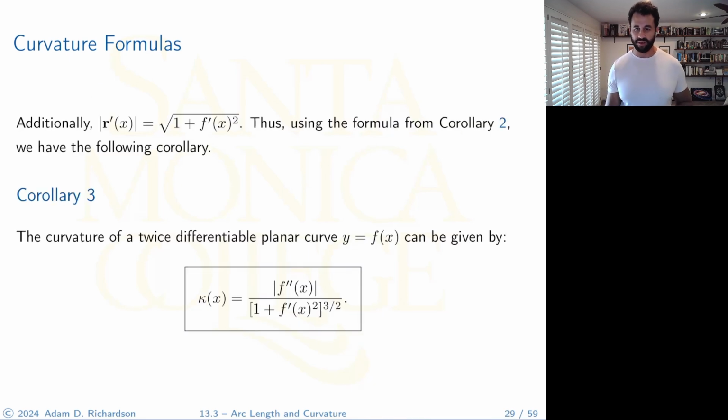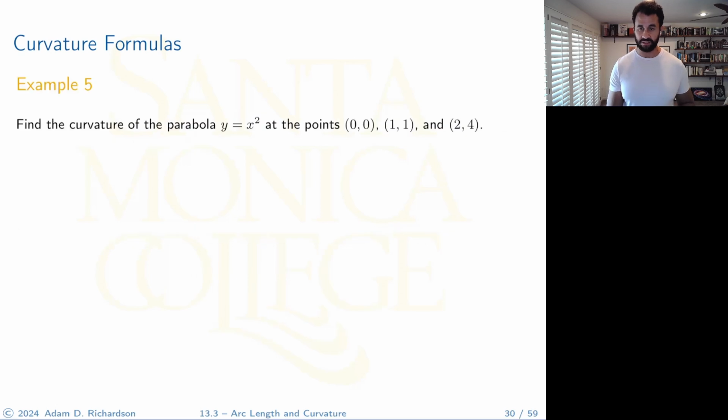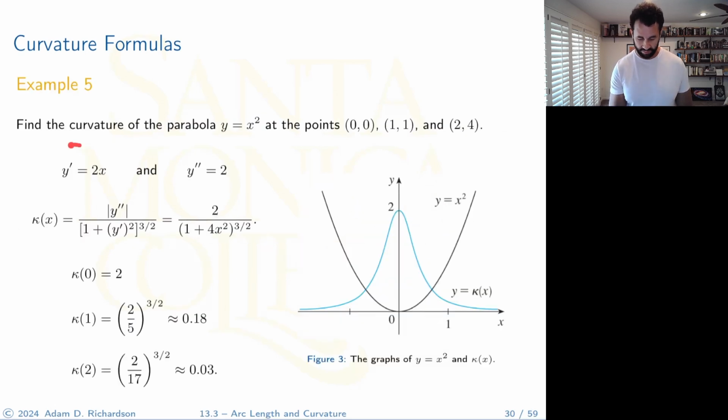Well, we have this formula here that we can use. We just need to compute two derivatives, and that's kind of it. Compute two derivatives and then plug in some points. So here we go. Y prime is 2x, y double prime is 2. Plugging those into our formula, we get this. So this is the curvature formula for that parabola. And now we just evaluate the curvature function at those three values of x, 0, 1, and 2.